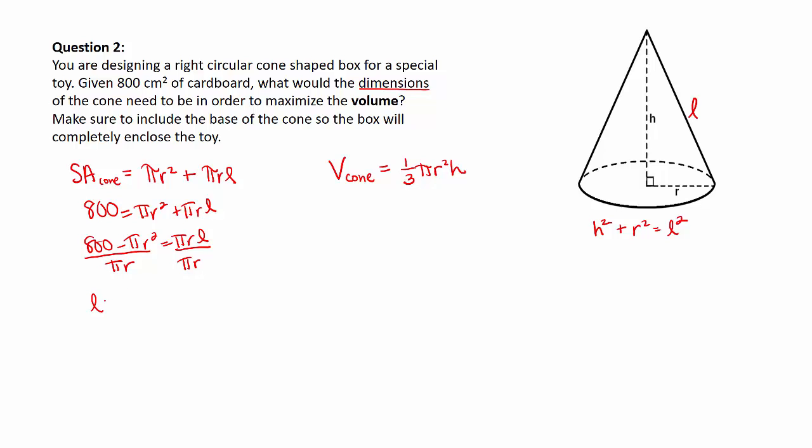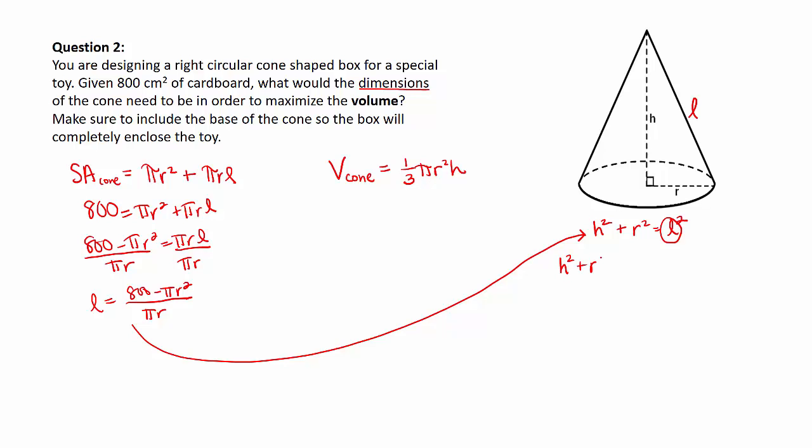So I have that L is (800 minus pi r squared) over pi r. Great. Let's come over here, and I'm going to plug it in to L. So we have that h squared plus r squared is a lot of stuff in here, so let me just get all this down. The (800 minus pi r squared) over pi r, all squared.